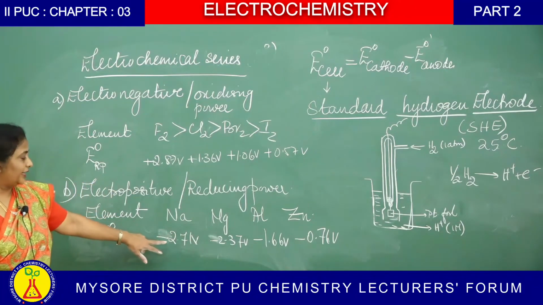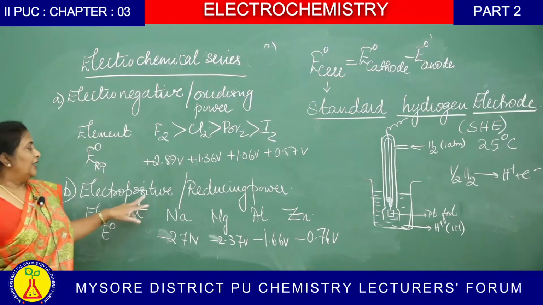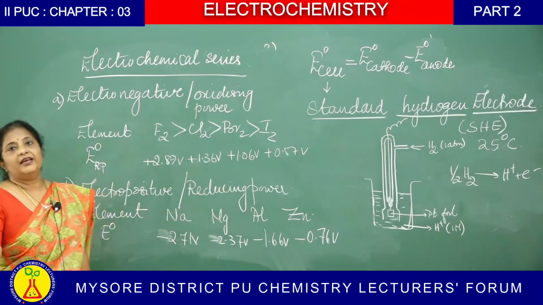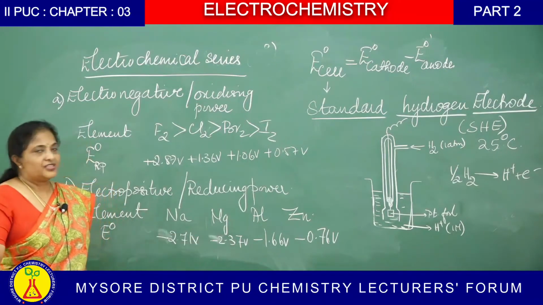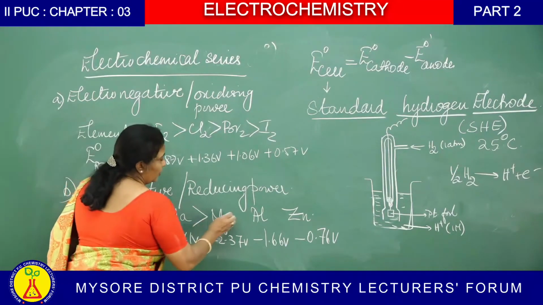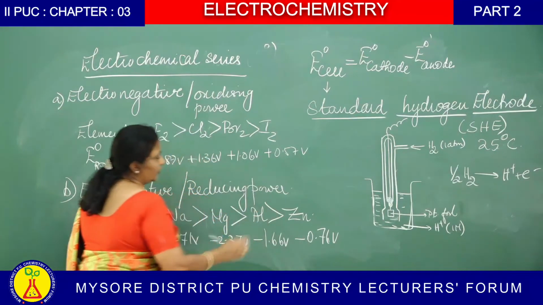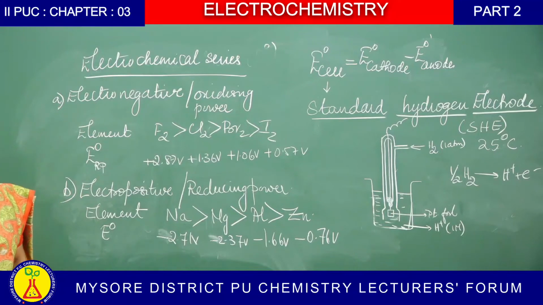So, the more negative the value of the reduction potential, the greater the electropositive character and the greater the reducing power. So, how will the reducing power change among these elements? It is going to decrease in the order sodium greater than magnesium, which is greater than aluminum, which is greater than zinc. So, this is another application of the electrochemical series.